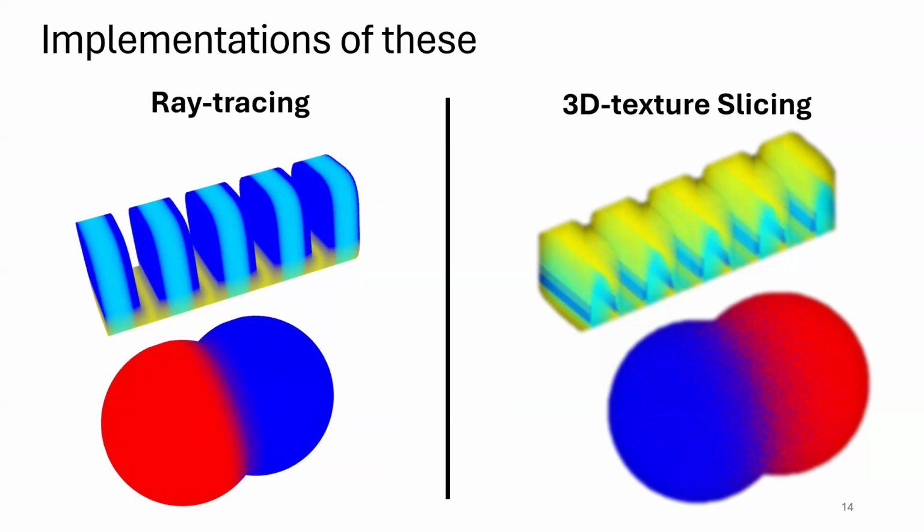But it is faster. So this might be a situation where, if I want to rapidly iterate on my design, I use 3D texture slicing to get a quick, coarse render. And then if I want to dive in and get a nice final render, I would use ray tracing to get a better idea of what the object might actually look like when I go to 3D print it.